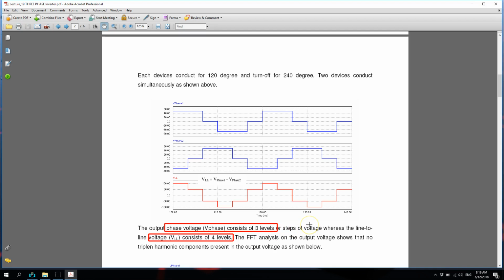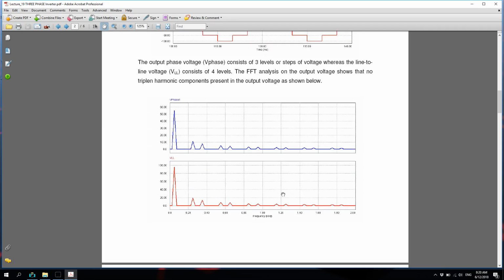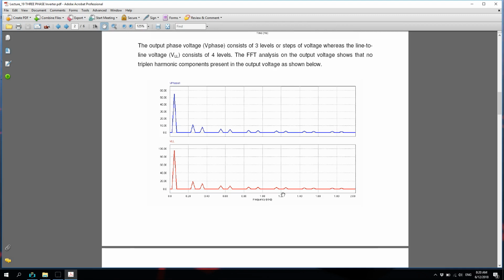Okay, since these are AC waveforms, we also would like to look at the FFT analysis. That's what we did for the quasi-square waveform. For square waveforms, we always want to do the Fourier analysis to get the harmonic spectrum of the output voltage. Okay, so we do that, and this is the FFT analysis of the 2 waveforms: the phase voltage and the line to line voltage waveform.